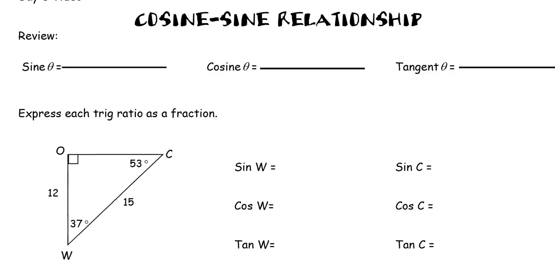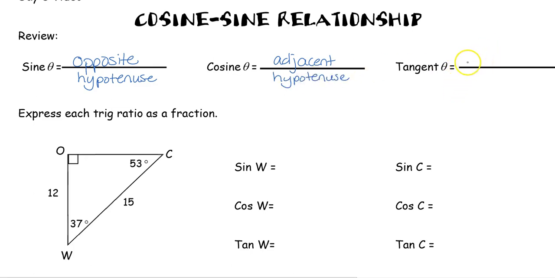Today's video is going to be on the relationship between cosine and sine. So we're going to start by reviewing just what those relationships are. Remember, it's always the trig function of the angle is equal to the ratio. So sine is the opposite side over the hypotenuse. Cosine of the angle, and that's your reference angle, is the adjacent side over the hypotenuse. And the tangent of the angle is the opposite over the adjacent.